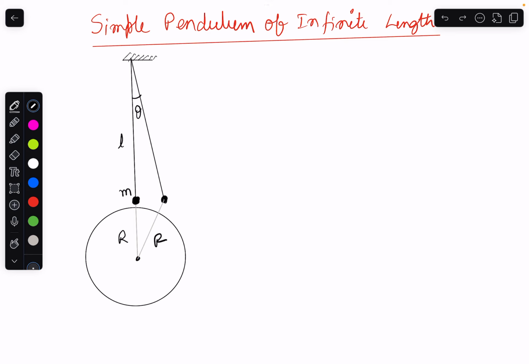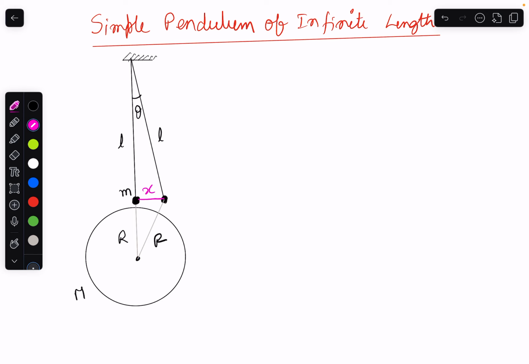Today we are going to discuss the time period of a simple pendulum of very large length or infinite length. So we have Earth of mass capital M and radius r, and above it we have a simple pendulum having mass m and length L, which is quite large. If I displace the simple pendulum from the vertical by an angular displacement theta, since the length L is quite large, in this case the linear displacement x will also be quite large.